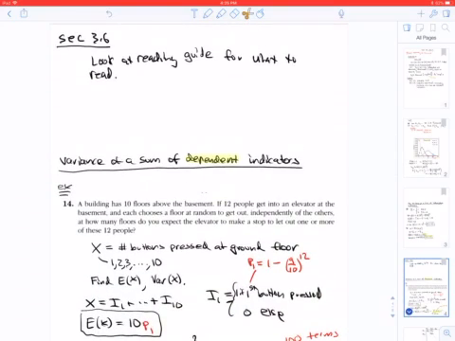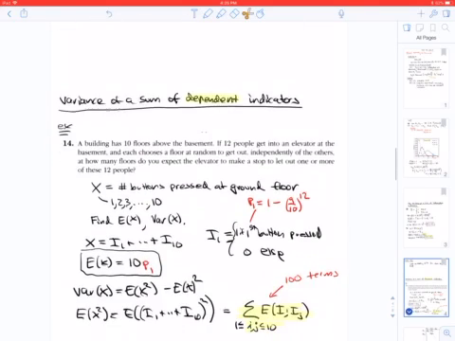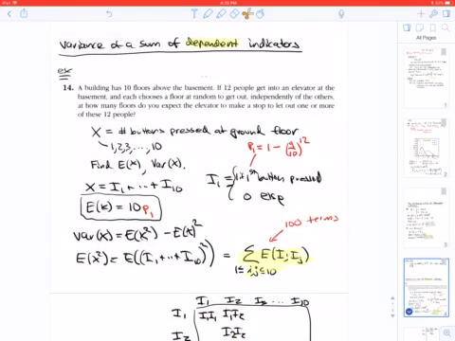Now, on to section 3.6. Take a look at the reading guide for what to read in this section, but we're going to talk about the variance of a sum of dependent indicators. So imagine that you have a building with 10 floors above the basement. If 12 people get into an elevator at the basement and each chooses a floor at random to get out independently of the others, how many floors do you expect the elevator to make a stop to let out one or more of these 12 people?